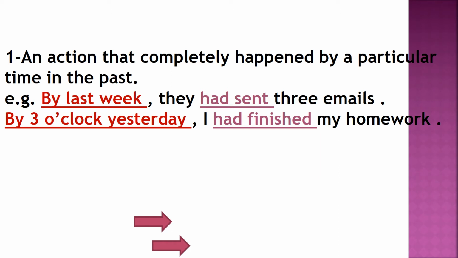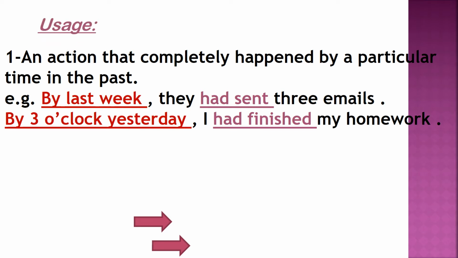Okay, we use the past perfect tense when we talk about an action that completely happened by a particular time in the past or before a time in the past, like by last week, by 2001, before 3 o'clock yesterday. Here, they had sent 3 emails before last week. Okay, that's right, because we have by and then the particular time in the past, so we used the past perfect tense.